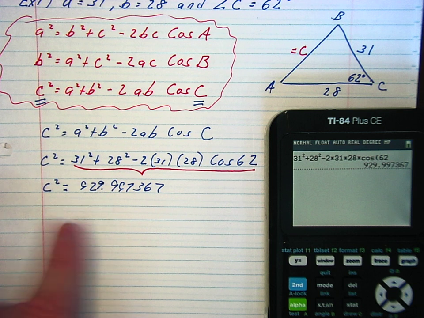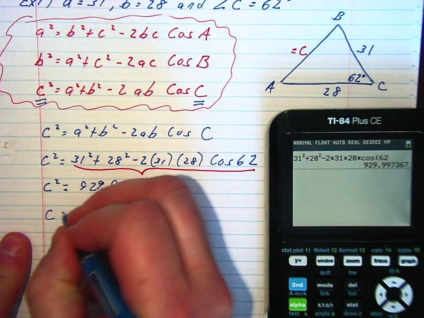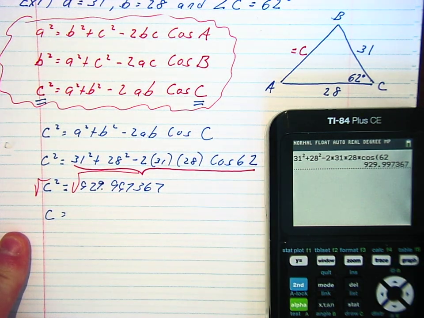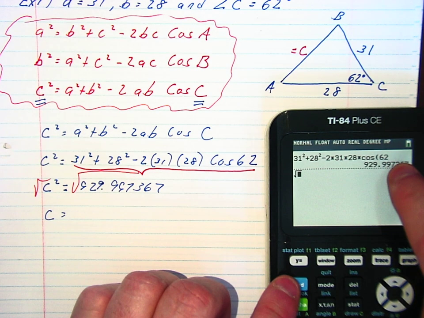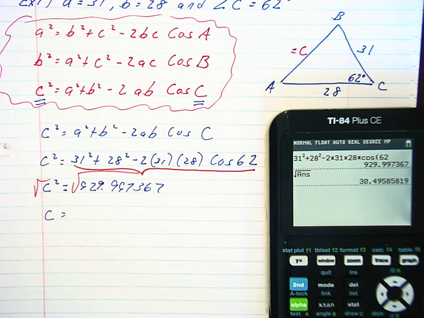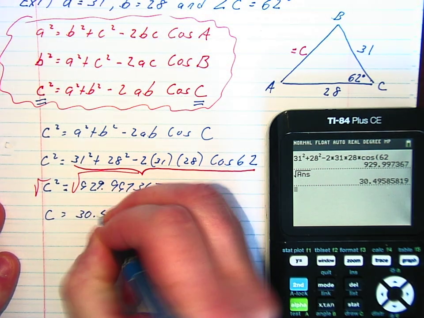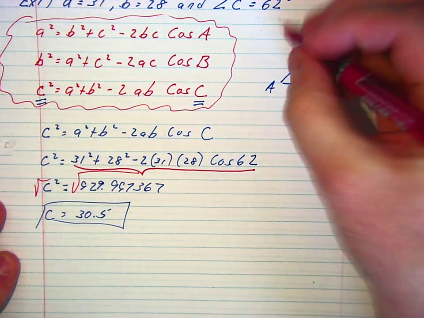What I need to do is, because that's c squared, if I want c, I'm just going to take the square root of both sides. So after you get this number in your calculator, just take the square root of it. So square root, and I'm going to recall this by hitting second answer. That recalls that, and there's c, 30.5. Okay, so now go up here and put 30.5 in.